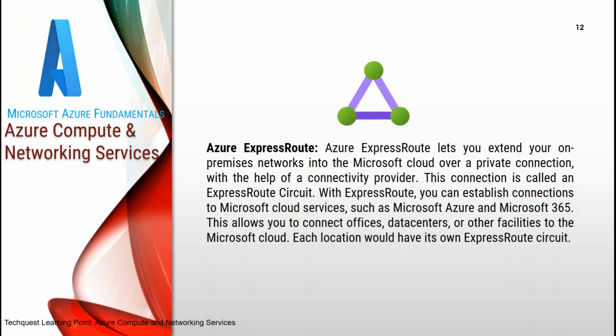ExpressRoute connections don't go over the public internet. This allows ExpressRoute connections to offer more reliability, faster speeds, consistent latencies, and higher security than typical connections over the internet. Benefits of ExpressRoute. There are several benefits to using ExpressRoute as the connection service between Azure and on-premises networks. Connectivity to Microsoft Cloud services across all regions in the geopolitical region.